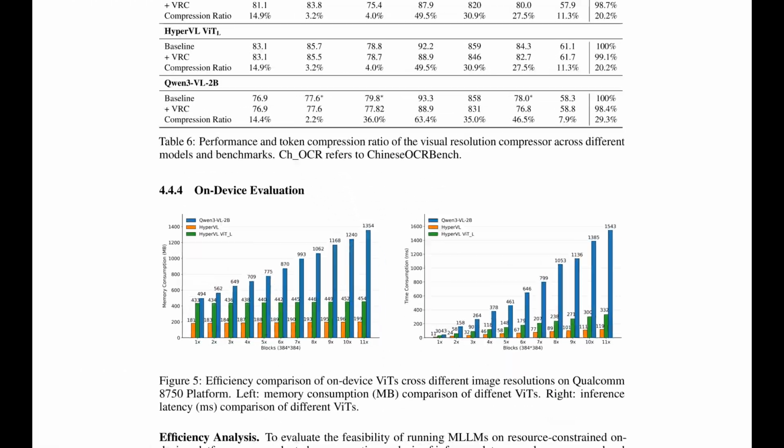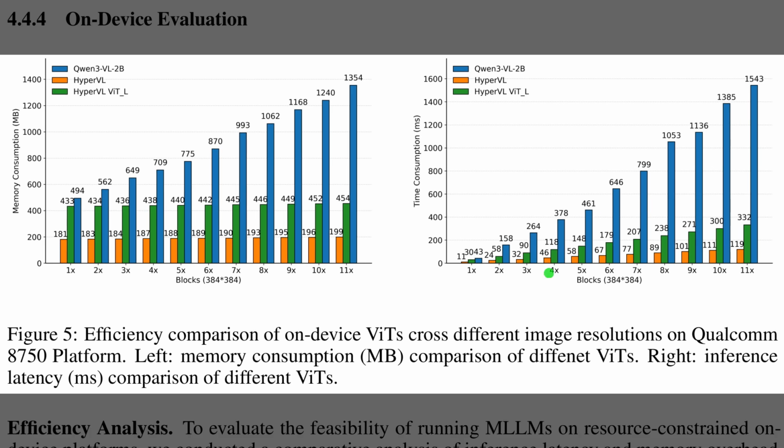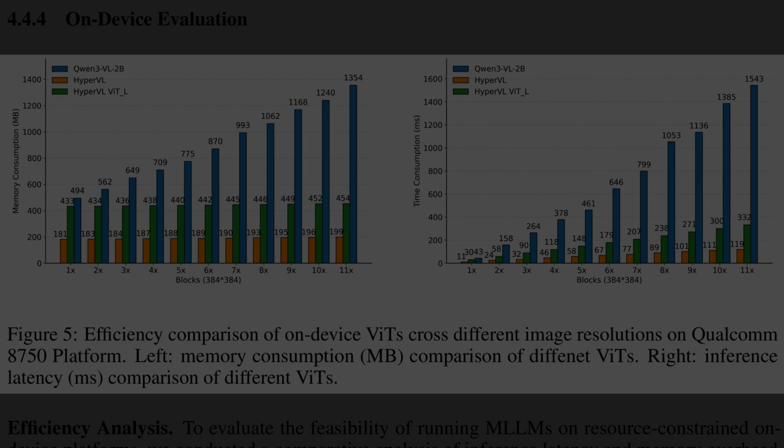Figure 5 shows that the on-device win is mostly about stable scaling, not just a small constant speedup. The full figure has 2 bar charts that compare Qwen3-VL 2B against HyperVL and HyperVL across increasing image blocks. The left panel shows memory staying nearly flat for HyperVL, while Qwen3-VL 2B climbs sharply as blocks increase. The right panel shows latency rising much more slowly for HyperVL, which supports real-time use at higher resolutions.